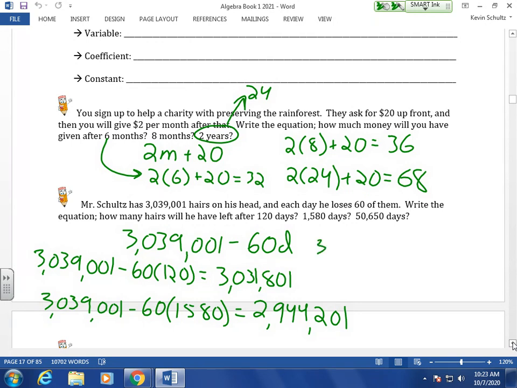And lastly, 50,650 days. I've got my original 3,039,001 minus 60 times 50,650 days. How many hairs do I have then? Gino? Just one. Just one hair. I hope it's really long so I can wrap it around and cover, you know. But yeah, after all that time, just one hair left.